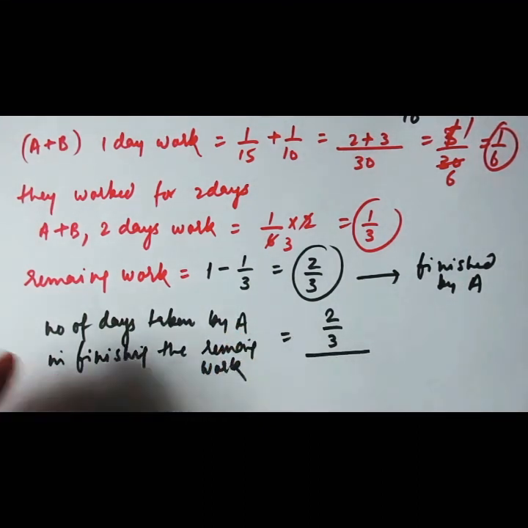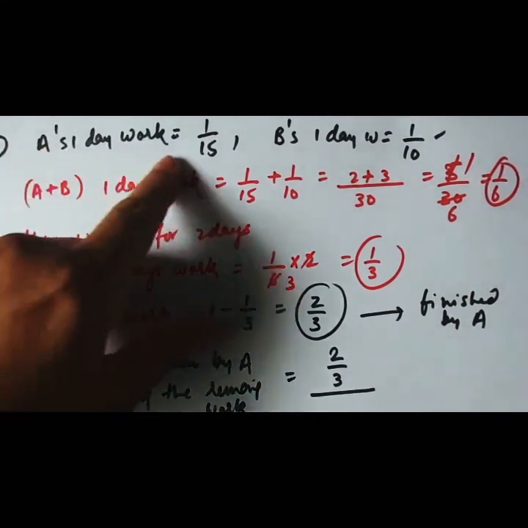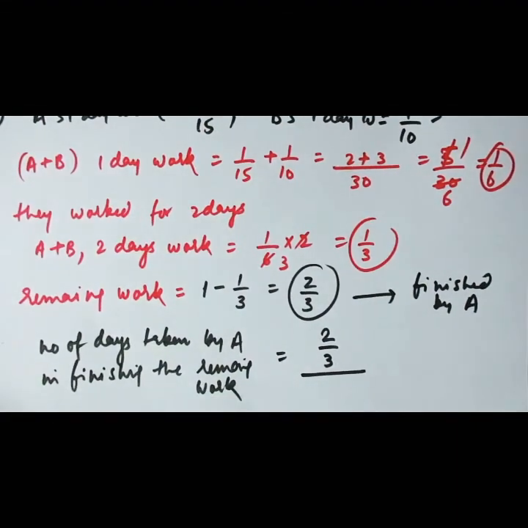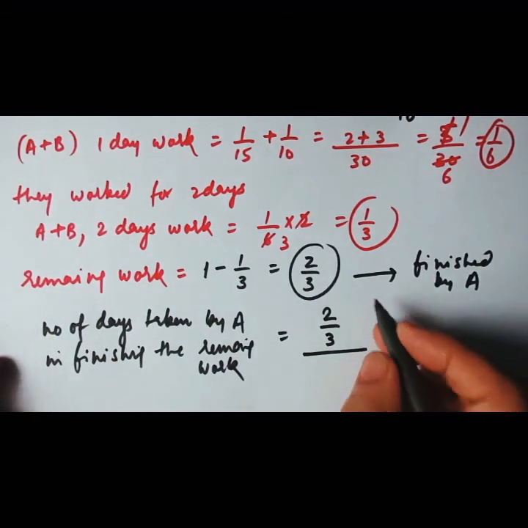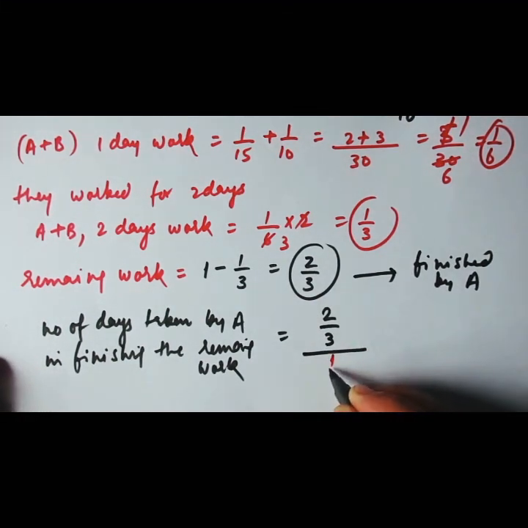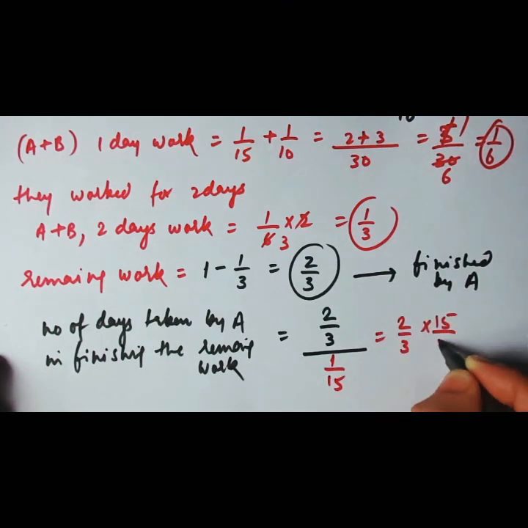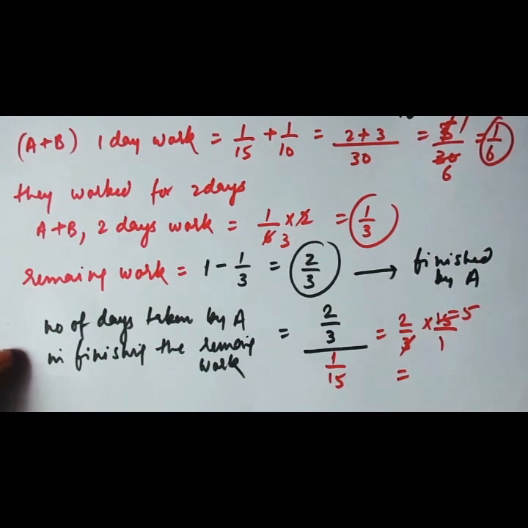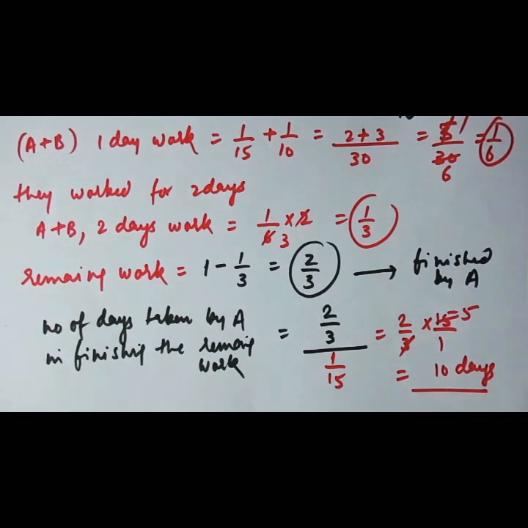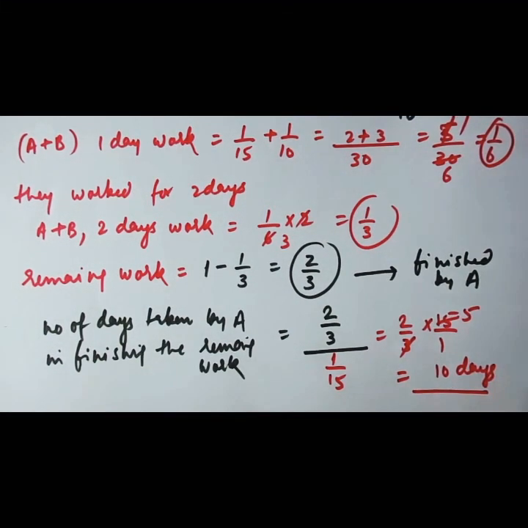What is the one day capacity? A's 1 day work is equal to 1 by 15. So when you divide the remaining work by A's 1 day work, what do you get? 2 by 3 into 15 by 1. 3 5s are 15, and 2 5s are 10, equal to 10 days. So this is how we solve time and work problems. Okay. For the remaining sums, that is from 8 to 16, please stay tuned. That's it.